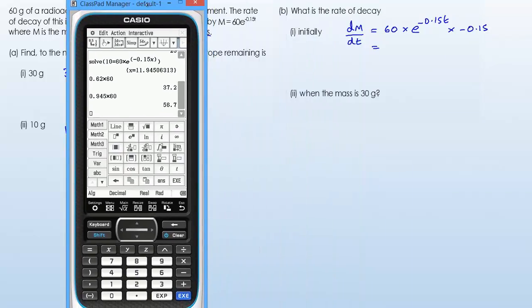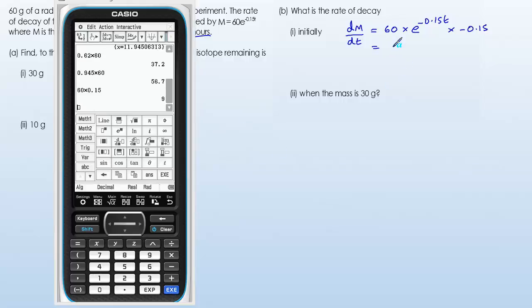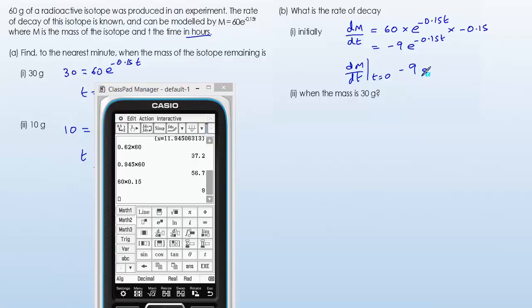So we have 60 times 0.15, so that's going to be negative 9e^(-0.15t). So initially is when t equals 0, so we've got negative 9, and that seems to be in grams per hour.